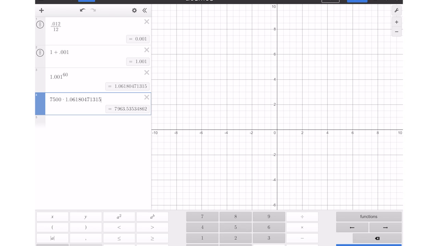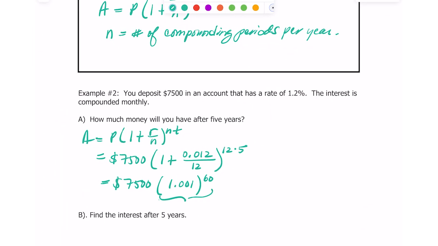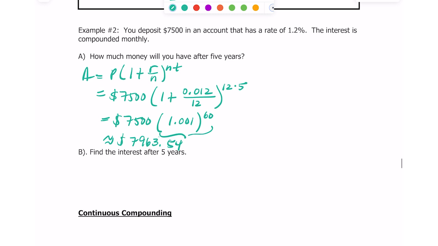Again, there are other calculators where you can just punch this whole expression in and get the answer. But for the sake of people who don't have those calculators, you would just do it step by step here. But you get the answer regardless. It's $7,963, and if I round that to the nearest cent, it would be 54 cents. So it's approximately $7,963.54. So that's how much money is in the account after 5 years.